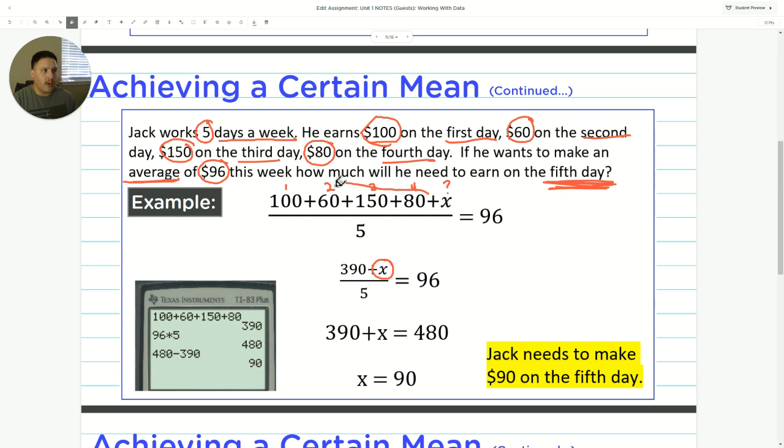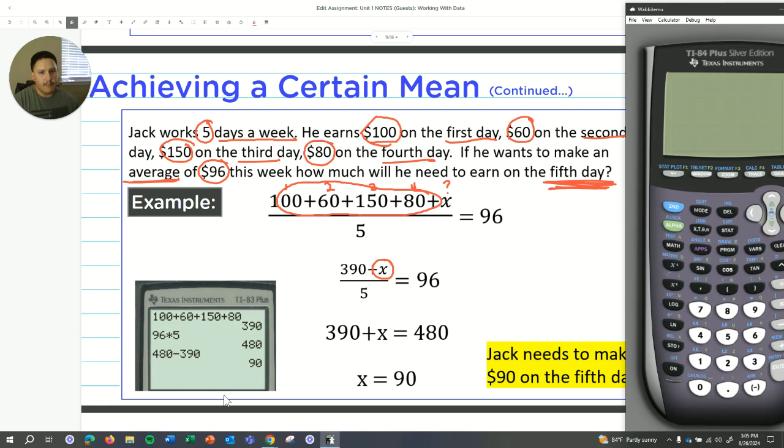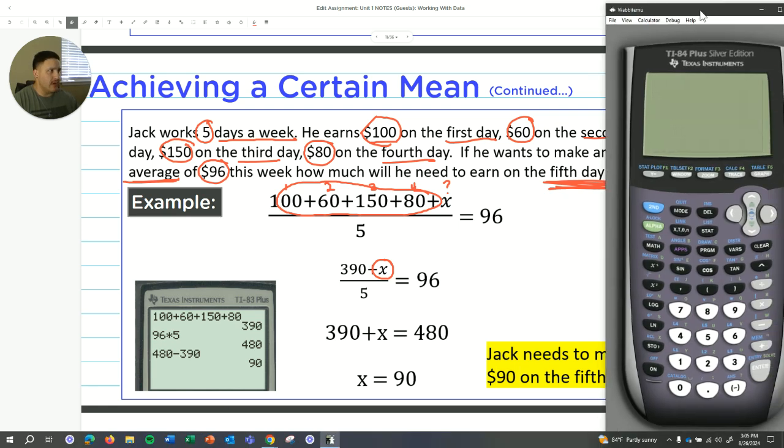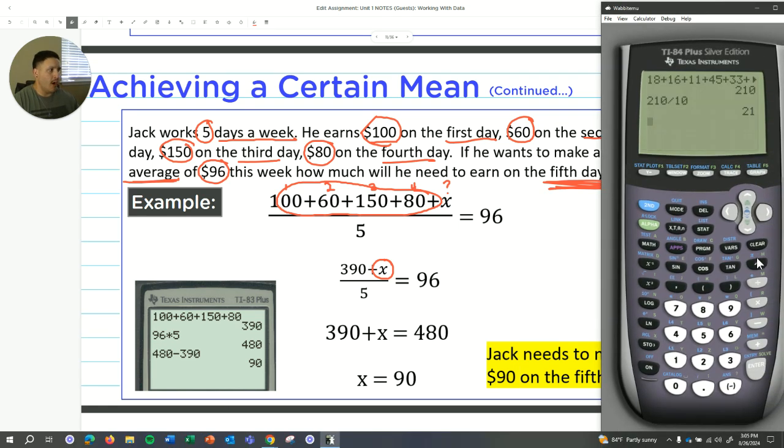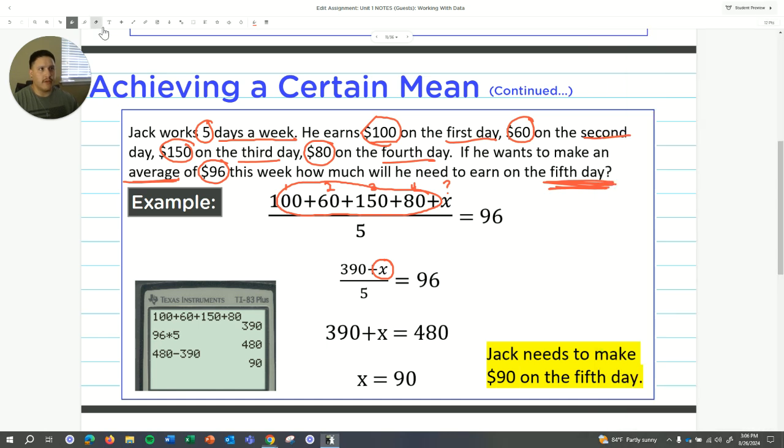First, starting out with all of these addition values at the top. So we're going to add that all together. You can see the calculator steps right here, but just to show you them in motion, I'm going to add them up on my calculator. 100 plus 60 plus 150 plus 80, which will total out to be $390.